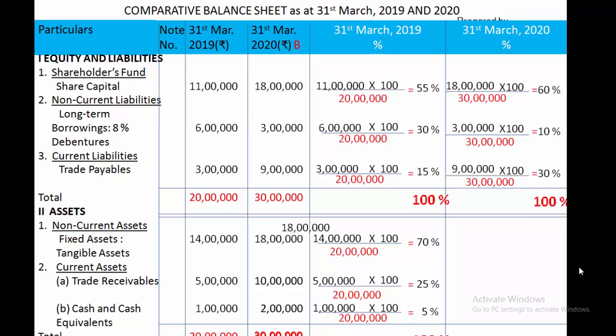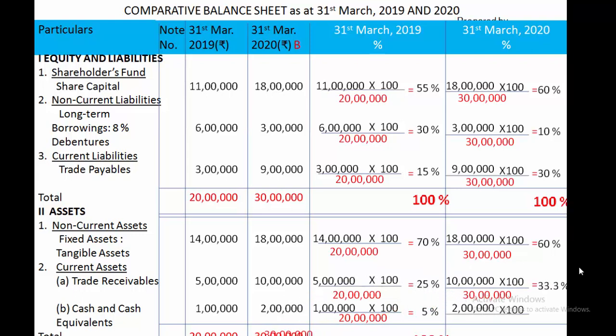And in asset side, fixed assets 18 lakh into 100 divided by 30 lakh is equal to 60%. Then trade receivables 10 lakh into 100 divided by 30 lakh is equal to 33.3%. Next, 2 lakh into 100 divided by 30 lakh is equal to 6.7%, and check total is 100%. So in 2020, we divide all the data of balance sheet of 2020 by the total of balance sheet of 2020, that is 30 lakh.